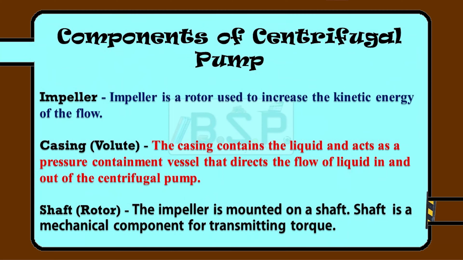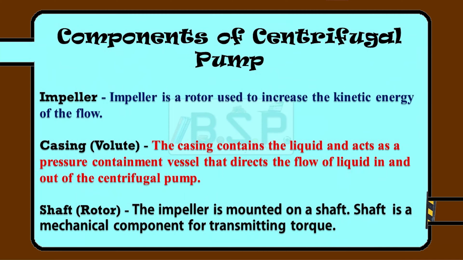The first one is impeller. Impeller is a rotor used to increase the kinetic energy of the flow. The second one is casing. The outer covering of the pump is called casing. The casing contains the liquid and acts as a pressure containment vessel that directs the flow of liquid in and out of the centrifugal pump. It also protects the pump.